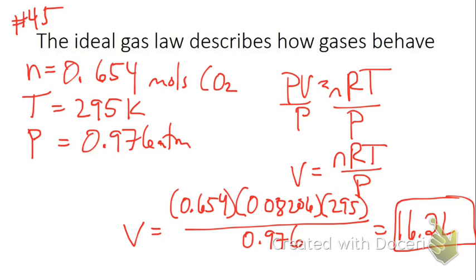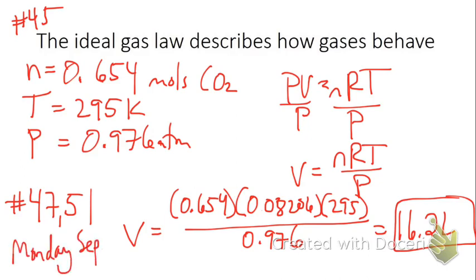So, this is using PV equals nRT, using the ideal gas law, right? It's the same tracks, it's the same way to solve it, it's just a slightly different starting spot. And so for practice of this, I want you guys to do number 47 and number 51. And I want you guys to do that for Monday, September the 24th, at the same time as your conversions.